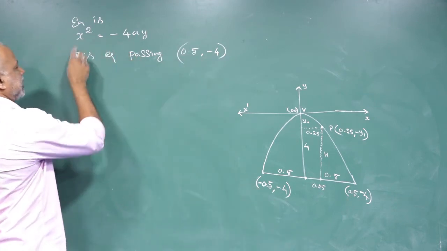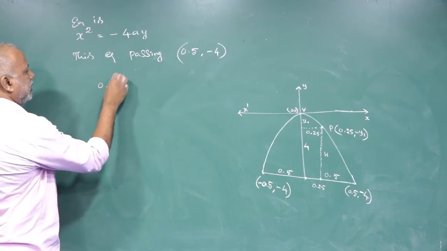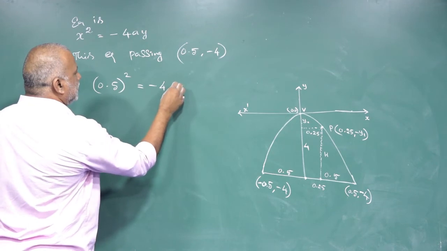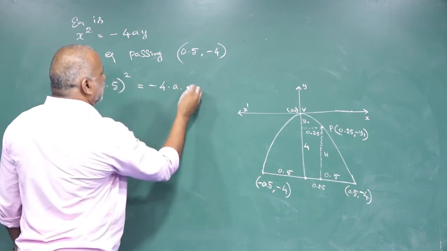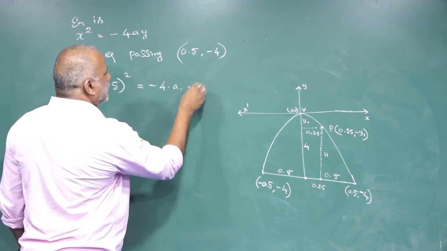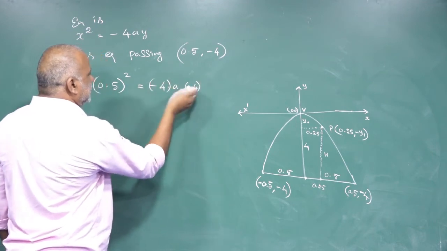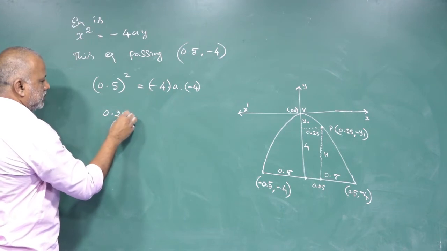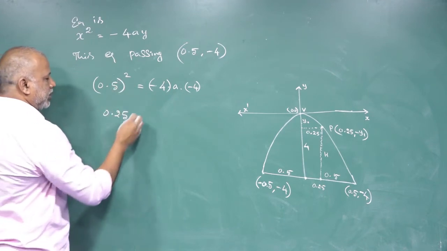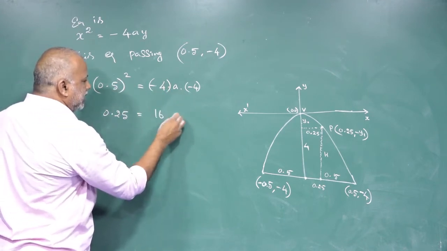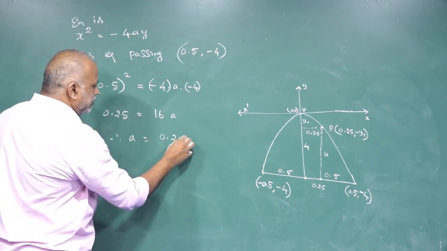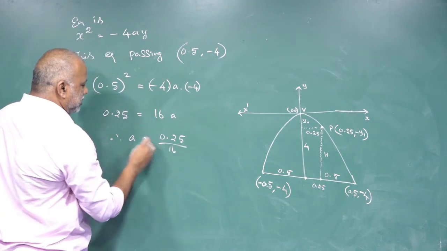So we are substituting x equal to 0.5, the whole squared, equal to minus 4 times a, where a is unknown, and the value of y is minus 4. Then simplifying, 0.5 the whole square equals 0.25, equal to 16a. We need to find a. So 0.25 divided by 16.